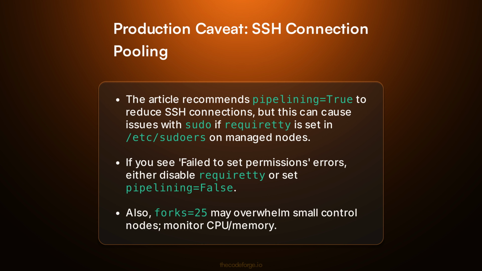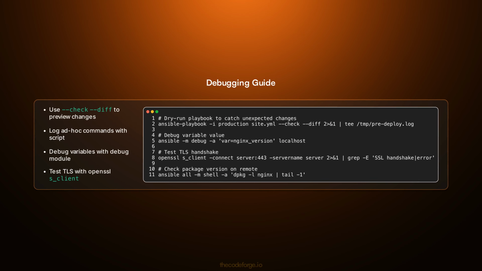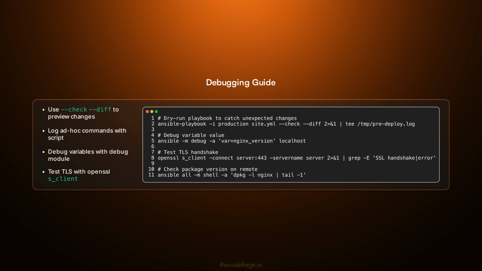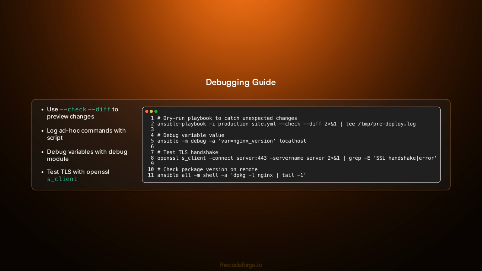Monitor CPU and memory. To diagnose and prevent similar incidents, always run a dry run with --check --diff before production deployments. Use the debug module to inspect variable values. Test TLS handshakes with the OpenSSL client, and check package versions across your fleet with an ad-hoc command.